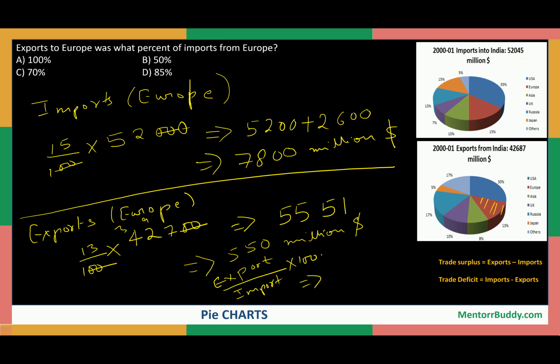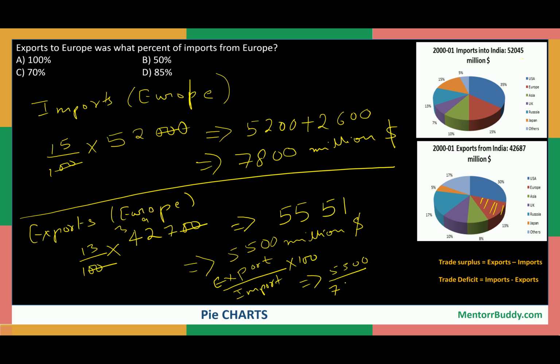So we'll see export value is 550 upon import value is 7,8... not 550, it's 5500, right? It's 5500, because here there are two zeros, so we have just cancelled that. 5551, so we just approximated it to 00. We have converted 51, we have just converted to 5500.